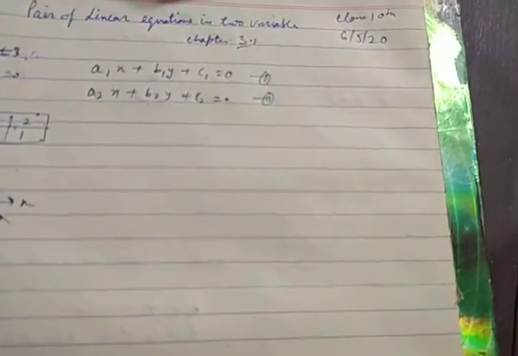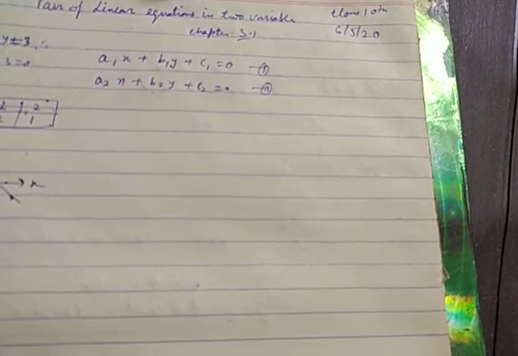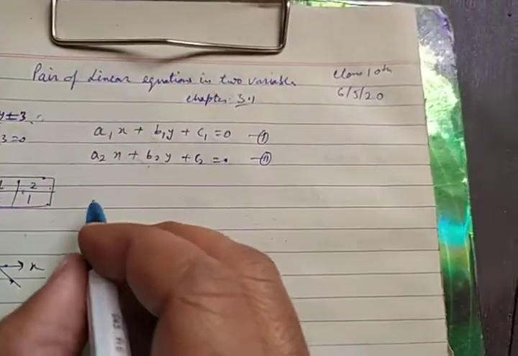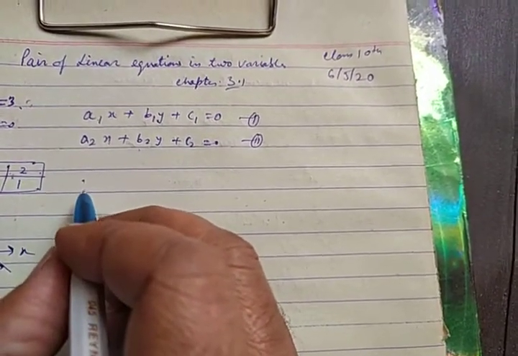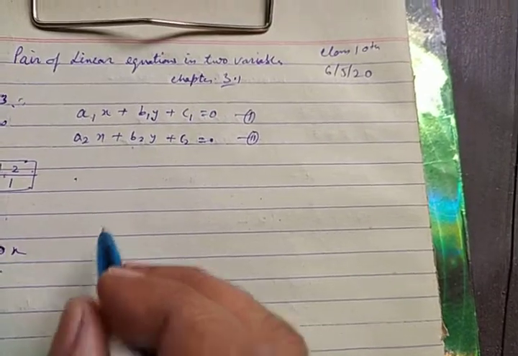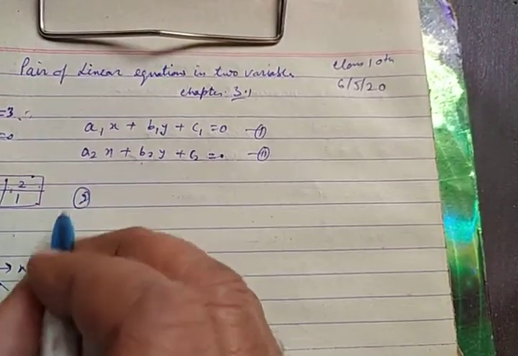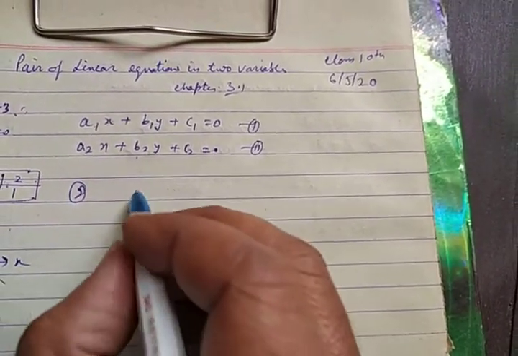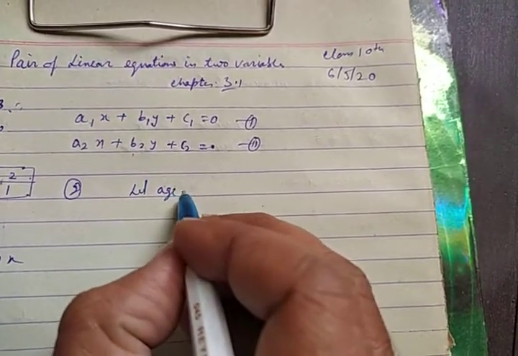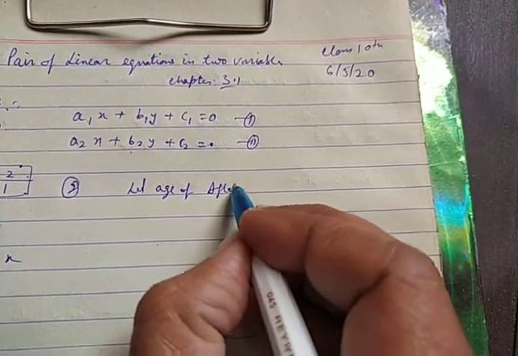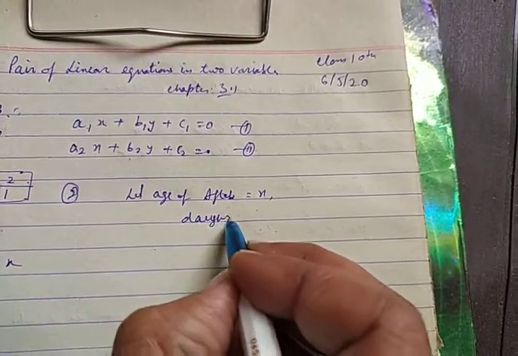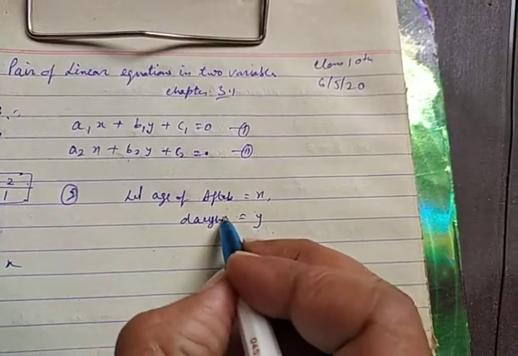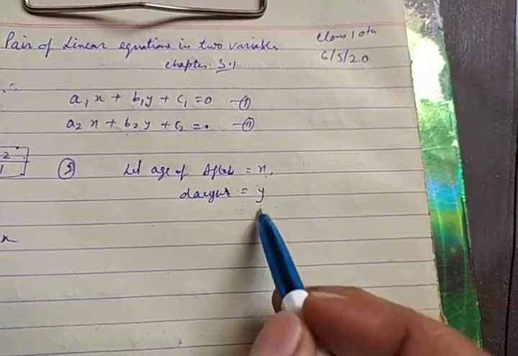Now I am solving the question. You can read the question by pausing the video, then you go ahead. In your NCERT exercise it is question 1, but in this book it is question 2. No problem at all. I am writing: let the age of Aftab be x and the daughter's age be y. You will have to consider x and y.